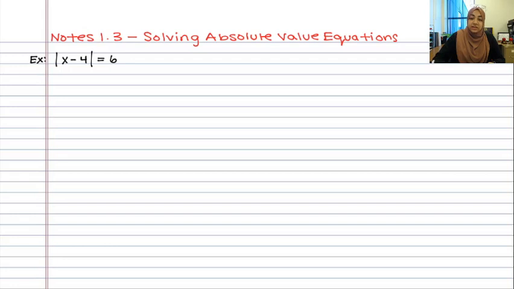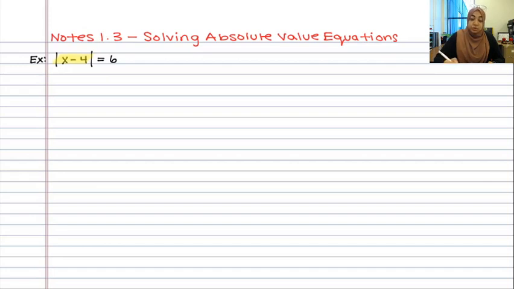The first step in solving an absolute value equation is to make sure that the absolute value itself is isolated. So if I look over here, I can see that on the left side of my equation, all I have is an absolute value expression. I don't have a coefficient, I have nothing added or subtracted, nothing like that. So I can actually go ahead and jump to the next step.